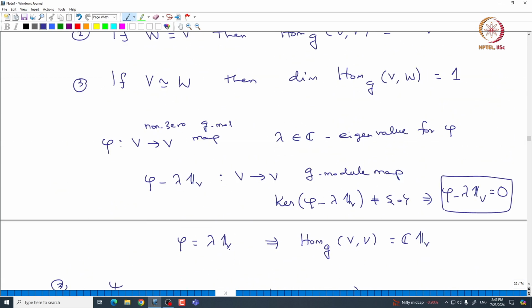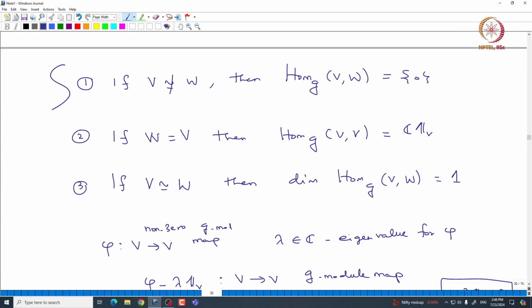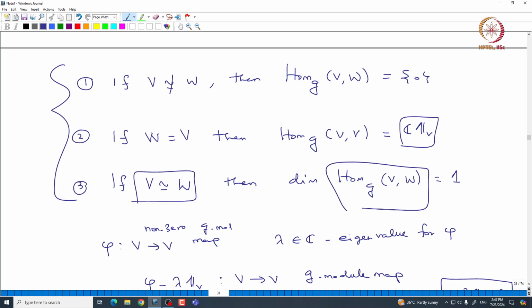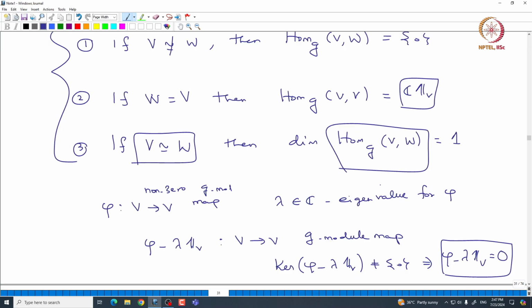Okay. So, these forms of Schur's lemma are very important. It basically says if you take any non-zero map between two irreducible modules, that must be an isomorphism. From that we can conclude that whenever V is not isomorphic to W, there is no non-zero G-module map from V to W, and whenever V equals W, then the scalar multiple of identity is the only thing, and if V is isomorphic to W, then up to a scalar there is a unique non-zero G-module map.